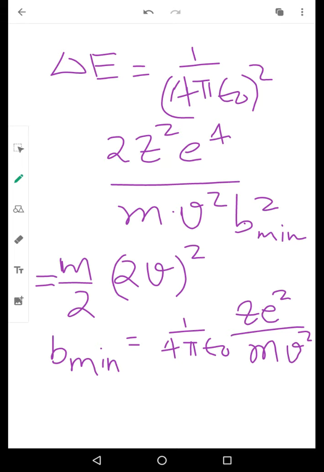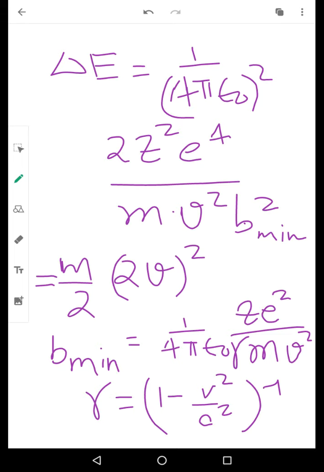But there is a caveat. This caveat is that this m is now relativistic, so velocity correction is required. If we consider the velocity correction, then a gamma factor should be added here. So gamma means 1 minus v square by c square, to the power minus half. Okay, so this is gamma.